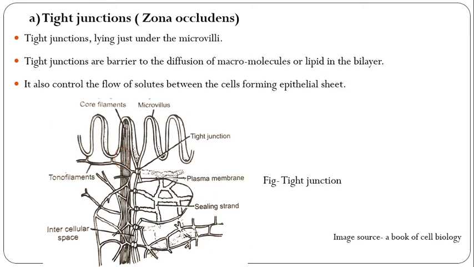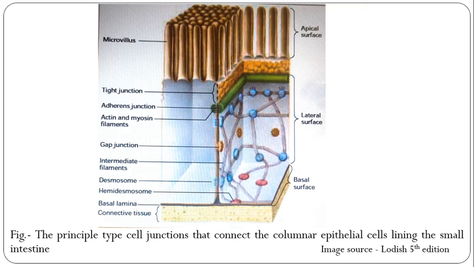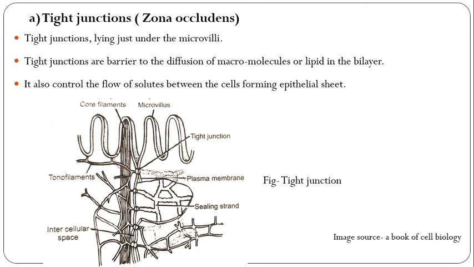So next, first is the tight junction, the zonula occludens, a tight junction lying just under the microvilli. It is located at the distal region between the adjacent cells, where actual fusion of the outer membranes of the adjoining cells occurs. As a result, a single intermediate layer is formed and produces an apparent five-layered unit at that region.